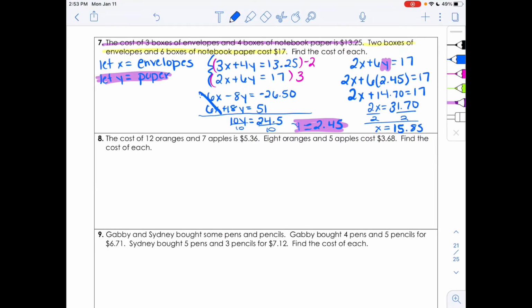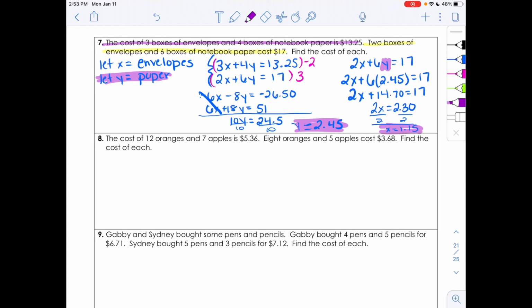Let me back up just a minute. I made a mistake right here. So right here I needed to do 17 minus 14.70 and I accidentally added. So that's 2x equals $2.30. And then divide both sides by 2. And $2.30 divided by 2 gives me $1.15.